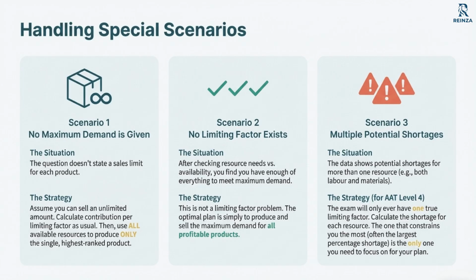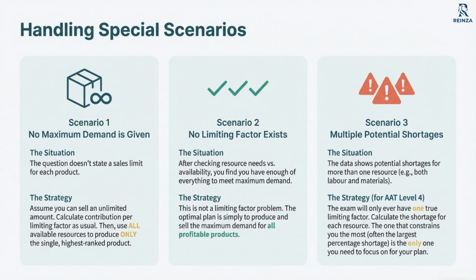Scenario 2. No limiting factor exists. Sometimes when you check, you find that you have enough of every resource to meet maximum demand. In this case, there is no limiting factor problem. Simply produce and sell the maximum demand for all profitable products. You do not need to rank or allocate anything.